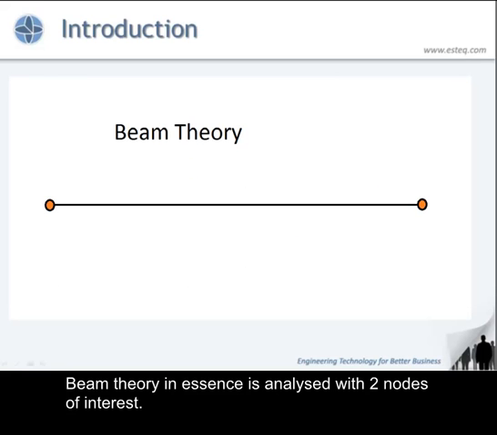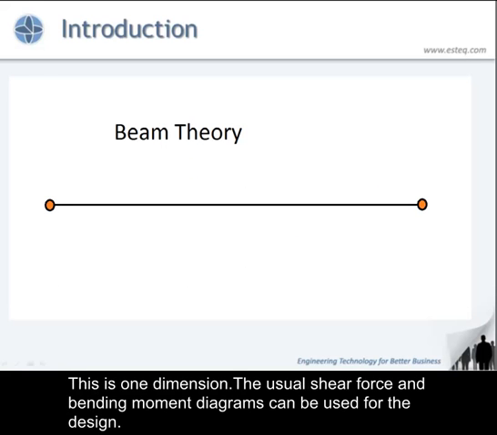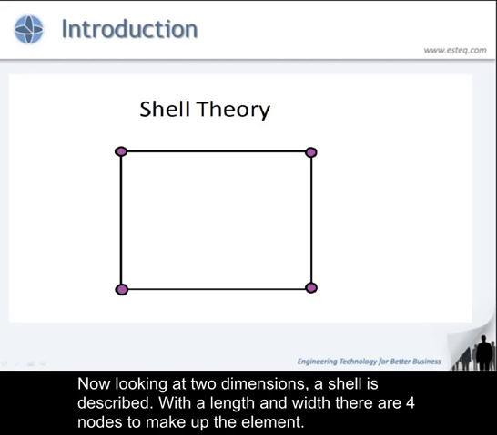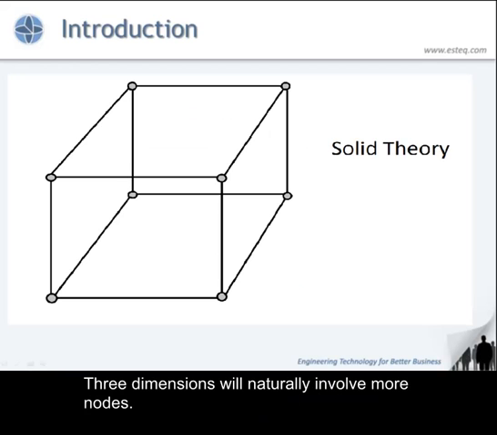Beam theory in essence is analyzed with two nodes of interest. This is one dimension. The usual shear force and bending moment diagrams can be used for the design. Now looking at two dimensions, a shell is described. With the length and width, there are four nodes to make up the element. Three dimensions will naturally involve more nodes.